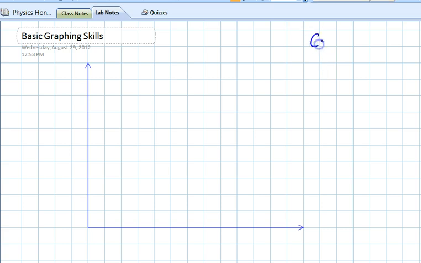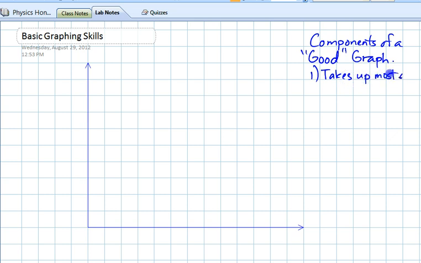Okay. So, components of a good graph. Number one, it has to take up most of the page. We want all of our data to be spread out. We want to see the pattern clearly, and we want to have room to work with the graph.